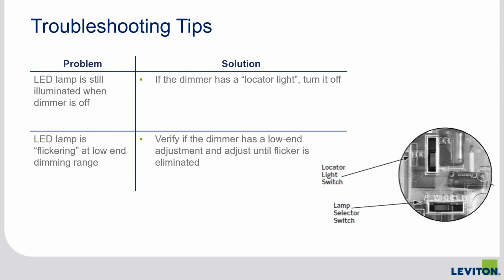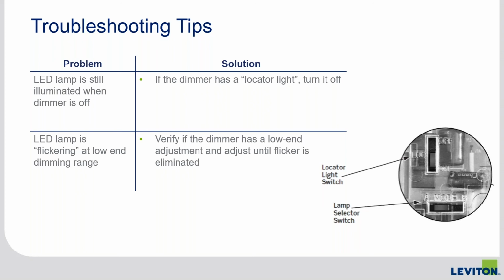The second issue that you may see is flickering at the lowest dimming range, and that's usually at the minimum level. What you can do here is go into the minimum adjustment settings of the dimmer and either raise or lower that level. If you have flicker at the lowest level, generally you'll have to raise it. If you're looking to get a wider dimming range, you can lower it until you get to a point where the bulb may flicker.